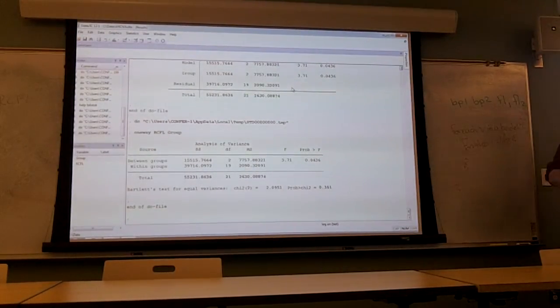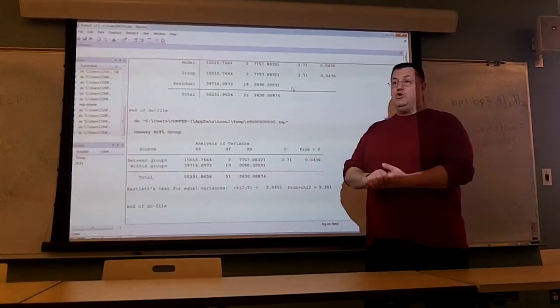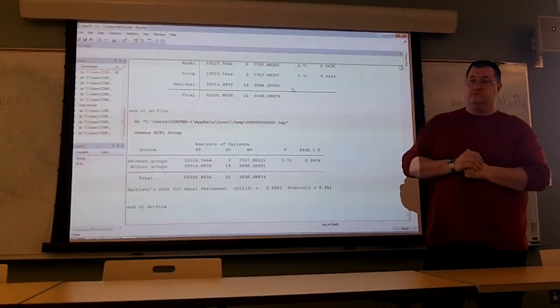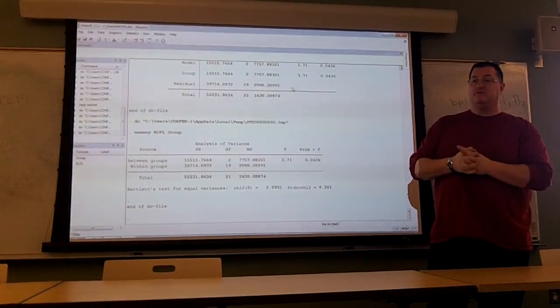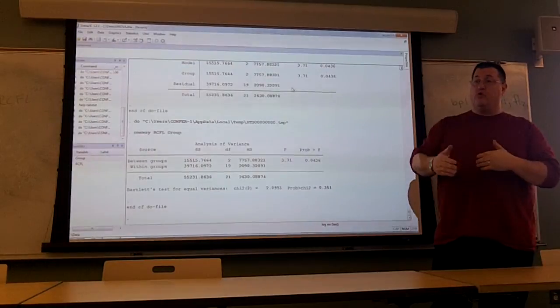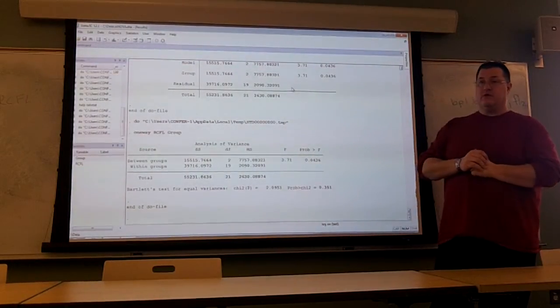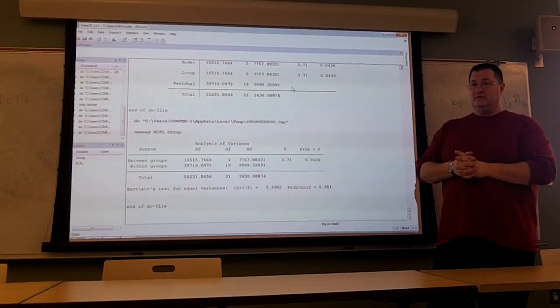Okay. So what's the one-way comparing? Isn't that just if there's only two groups? No, one factor. Oh, okay. One factor. Your factor can have two or more groups. That's a one-way ANOVA. Okay. Right?